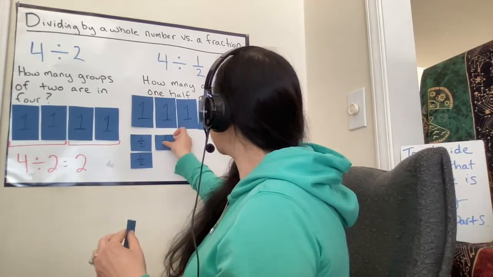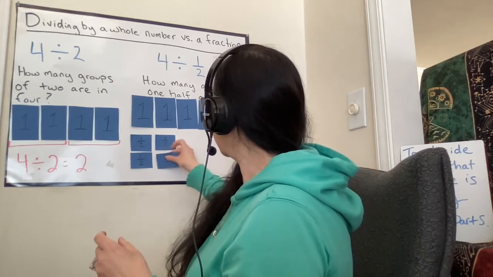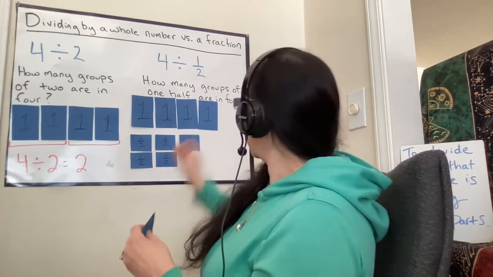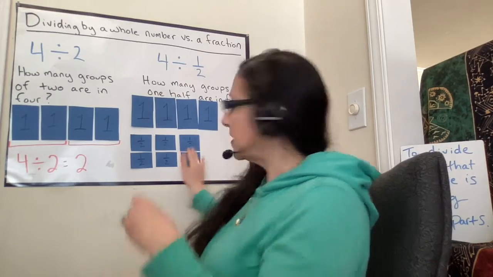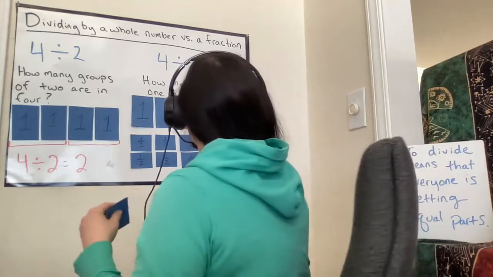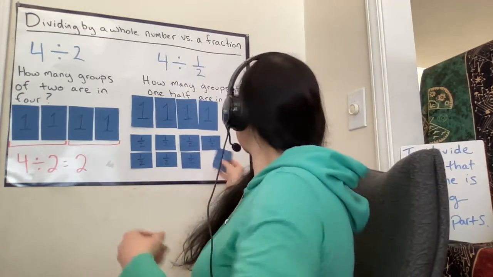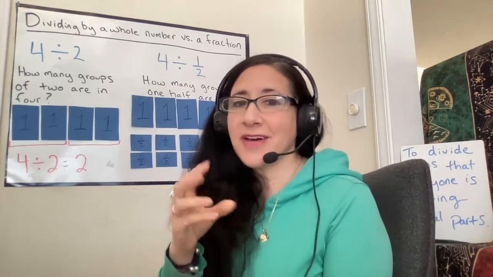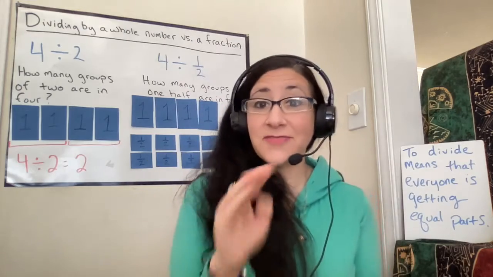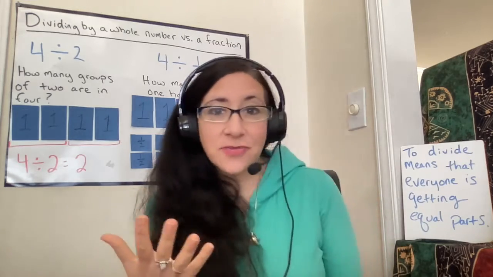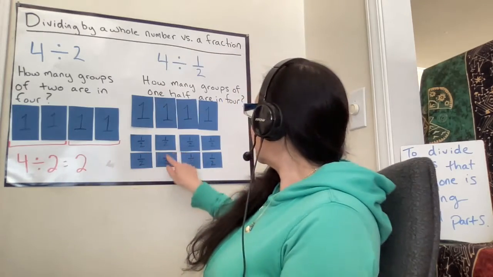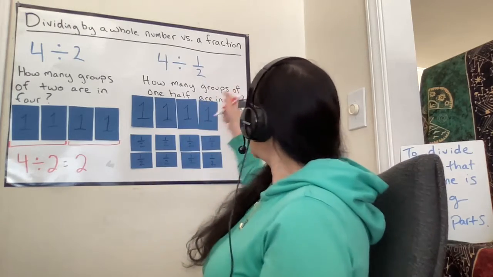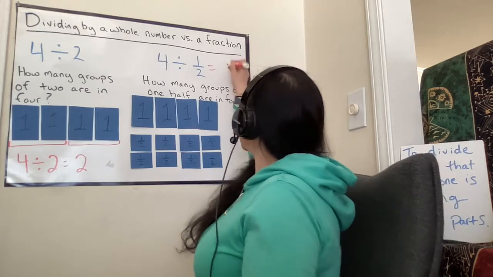So here's my second whole that I've divided into 2 halves, and my third whole piece that I divided into 2 halves, and my fourth whole piece that I divided into 2 halves. Okay. Now I'm answering the question, 4 divided by a half. If I take 4 items and I divide each of them into halves, how many halves do I have? So I have 1, 2, 3, 4, 5, 6, 7, 8. So 4 divided by a half equals 8.